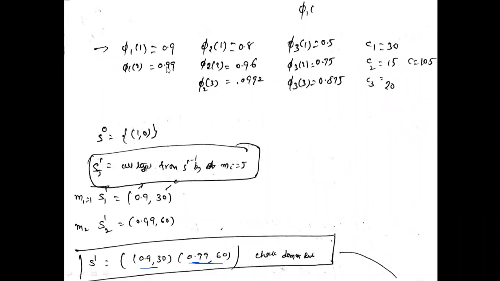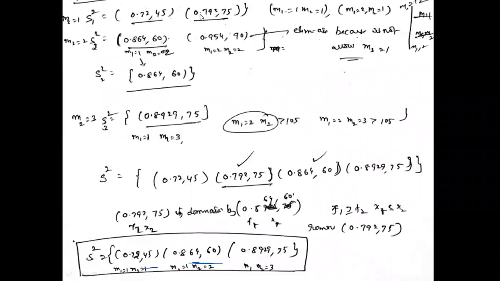That means 0.99 into 0.8 equal to 0.79. This is S1 square. S1 square means in the first stage you are taking only a single device. Suppose 45: 45 means first stage single device, second stage single device.